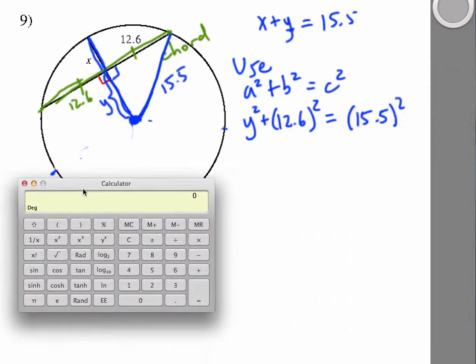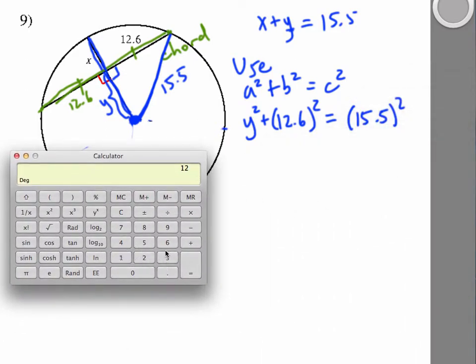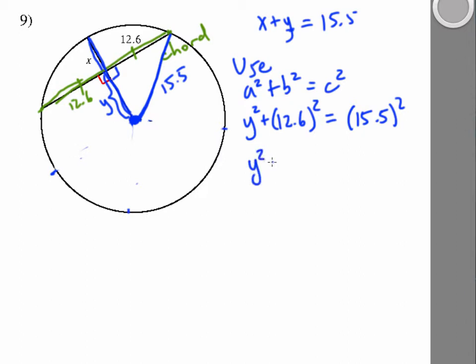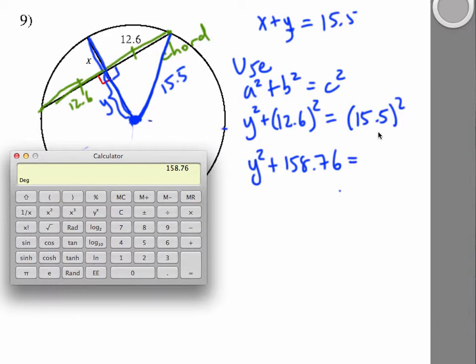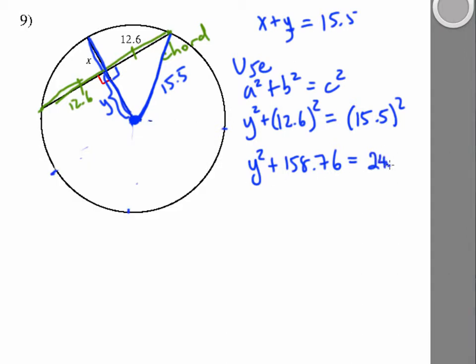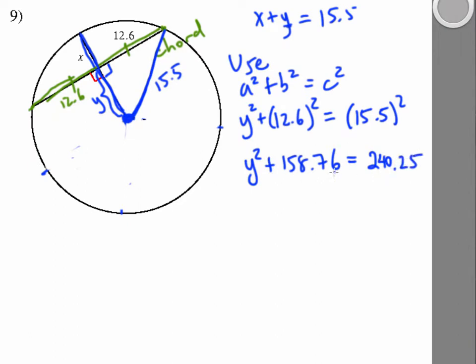So why don't we go ahead and show this for the first time here. What is 12.6 squared? That's 158.76. Let's bring back the calculator here. 15.5 squared is 240.25. Okay, so then we'll get y squared here by subtracting 158.76.